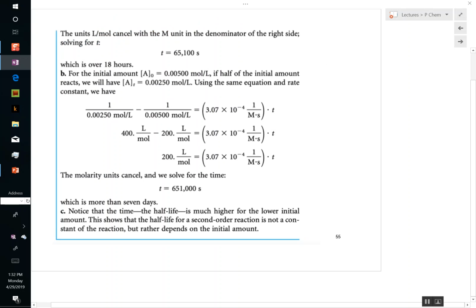Where's their answer? t equals 65,100 seconds. For the first example, 0.05 going to 0.025. Here's the second example, 0.005. It's diminishing to 0.0025. And the time there is 651,000 seconds.